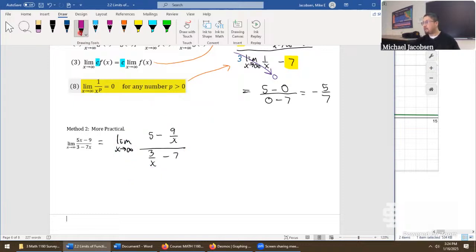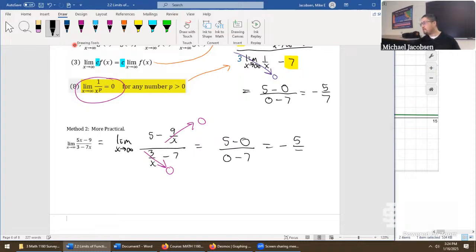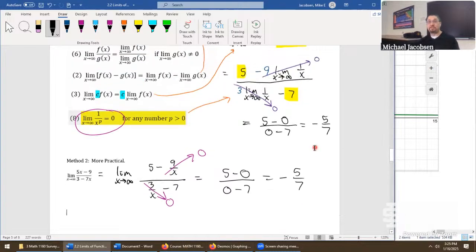But as you do that, property number 8 here says, this part goes to 0, it's just gone. And that part goes to 0. Really, it's through properties 3 and 8 simultaneously. We don't always show that step every single time. We just go here and write now. It's 5 minus 0 over 0 minus 7 for a limit of -5/7 once again. So that's our method 2. Any questions, folks, with doing it in this slightly more streamlined way?